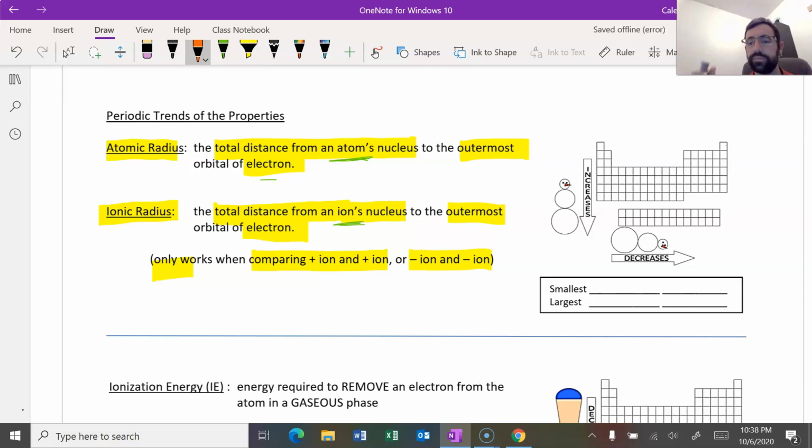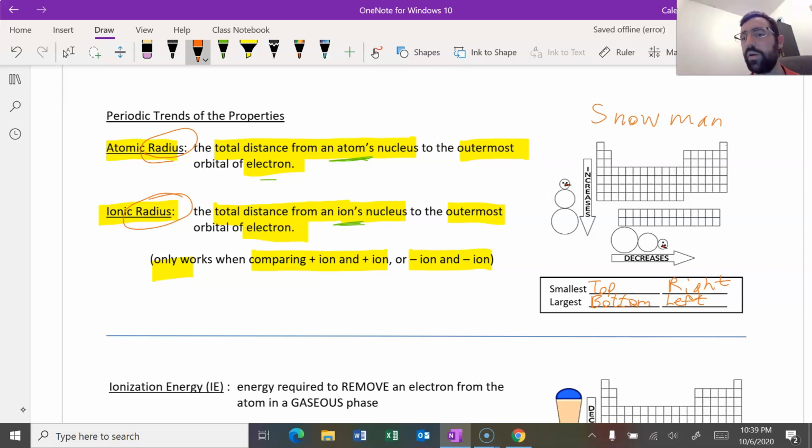Here's what the trend is. The smallest atom or ion, in both cases, is the same. The smallest radius, which is like from the center to the outside, it's like the radius of a circle. The smallest is top right. The largest is bottom left. This is the one, the radius is the one that we call a snowman trend.